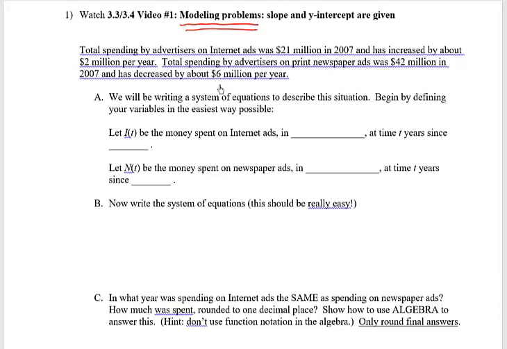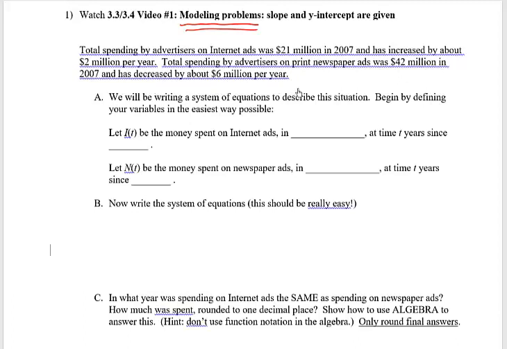Go ahead and read through the example. This problem is about spending money for ads in two different places, either on the internet or in the newspaper. And we've got some information here. It says that for the internet, back in 2007, the total dollars spent on ads was 21 million. That's been going up by about 2 million per year. On the other hand, for newspapers, it looks like 42 million was spent in 2007, but that's been going down by about 6 million per year.